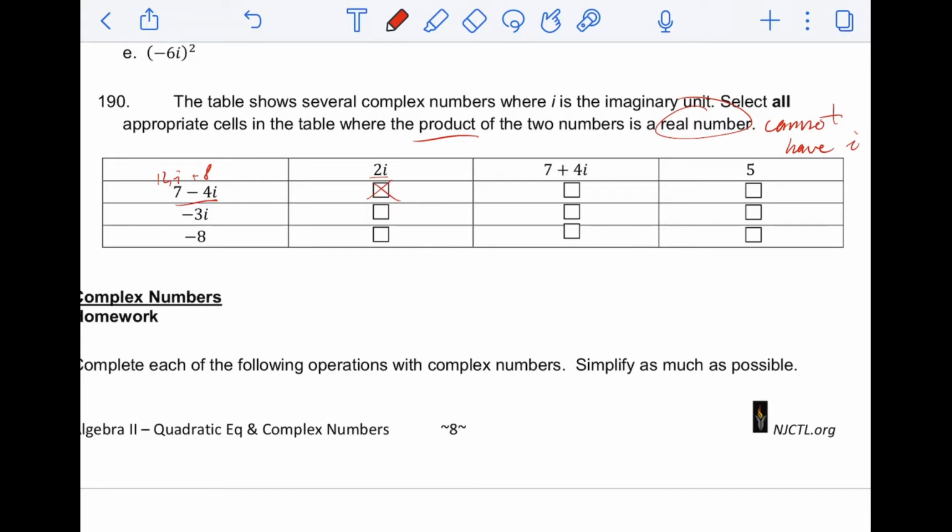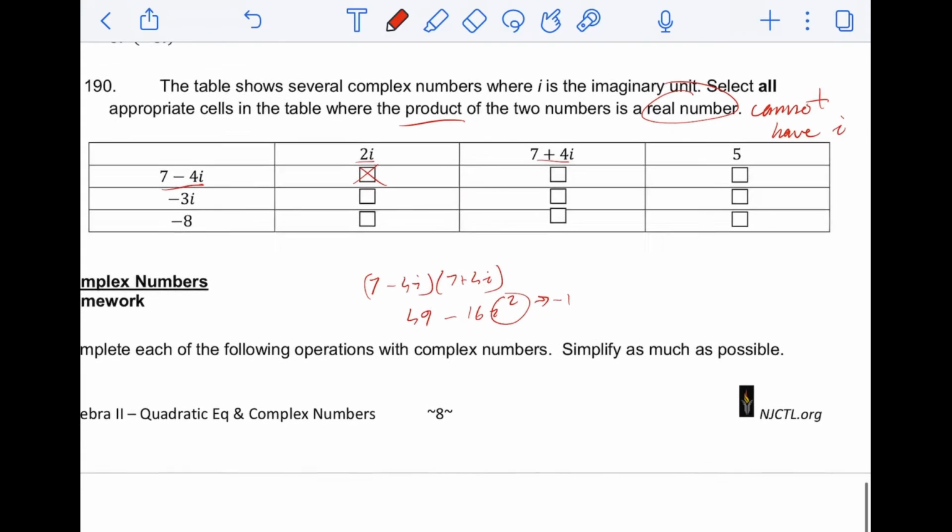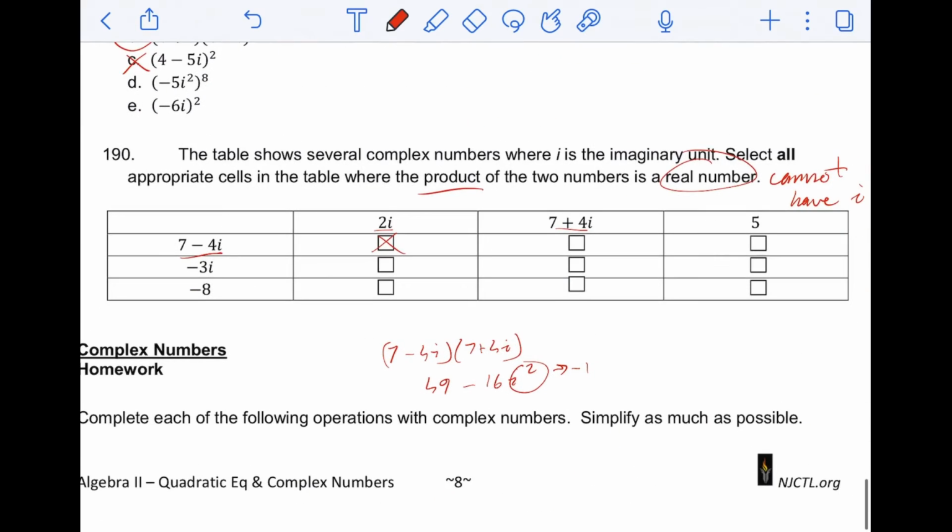Okay, looking at this 7 plus 4i, we'll have a product of a sum and a difference. So writing this out on the side, we'll have 49, then minus 16i squared, and yes, this i squared turns into a negative 1, so we'll only have real components here. So this means that this is a solution here.